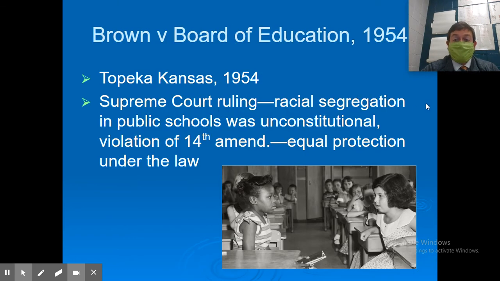In 1954, this is kind of what begins the whole desegregation throughout the country, is Brown versus the Board of Education. It happens in Topeka, Kansas in 1954. The Supreme Court ruled that racial segregation in public schools was unconstitutional. It was a violation of the 14th Amendment, which is equal protection under the law. So you had Plessy versus Ferguson in 1896, and that ruling holds up until 1954, where Brown versus the Board of Education overrules that. Plessy versus Ferguson said separate but equal. Brown versus Board said equal for all.